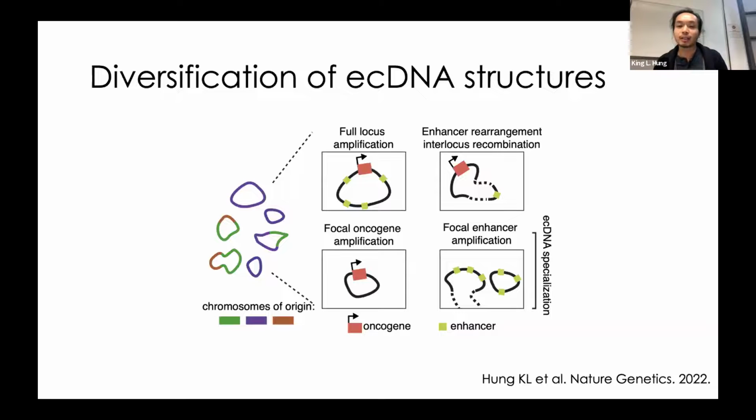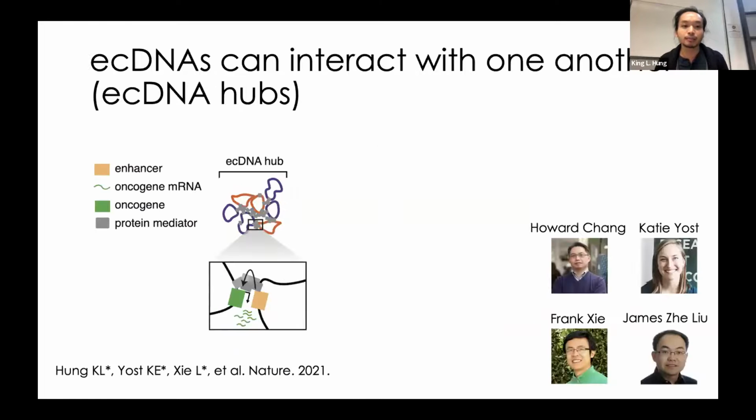And so we wanted to ask whether these different species of ecDNA can interact with each other. In a different study, work that was published around the same time with Howard Chang, Katie Yost, Frank Shi, and James Liu, we show that different ecDNAs can interact with one another in what we call ecDNA hubs. So we think these clusters of ecDNA bring enhancers and promoters into proximity, allowing them to interact with each other.